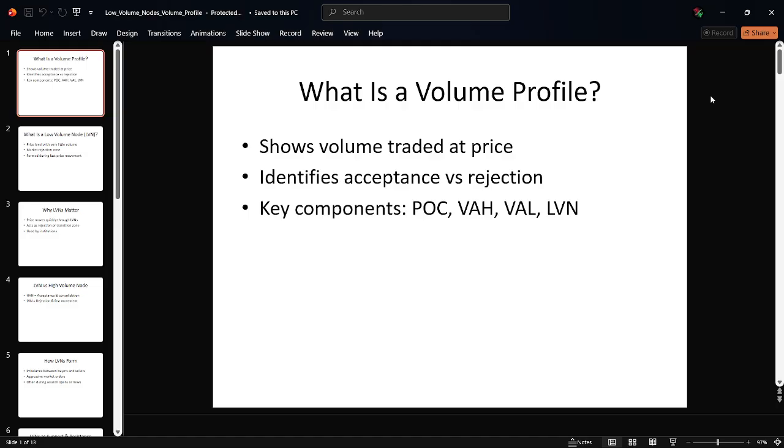The key components in a volume profile are going to be the point of control, the value area high, the value area low, and a low volume node. For this example today, we're going to be talking about low volume nodes to high volume nodes, imbalances, and balances. So the volume profile identifies acceptance versus rejection, and also shows volume traded at certain price points.